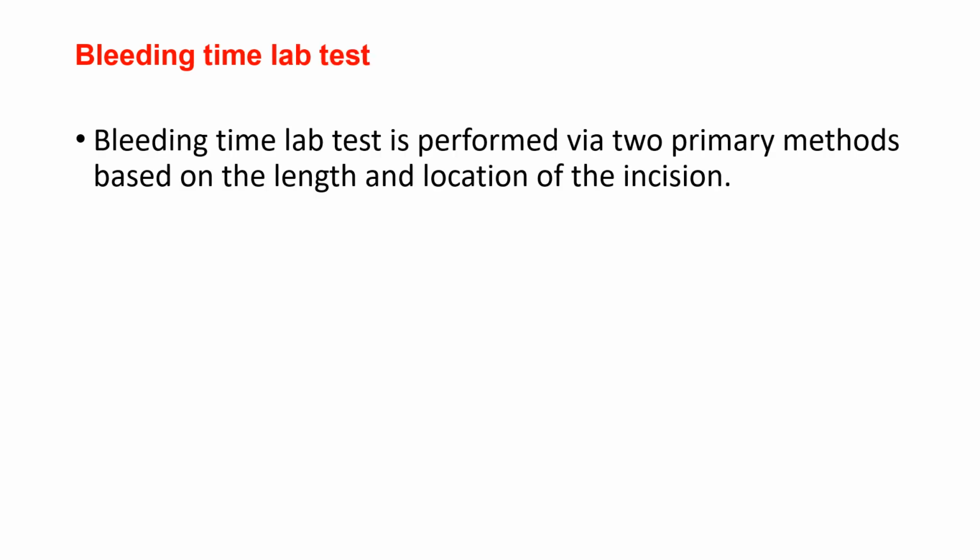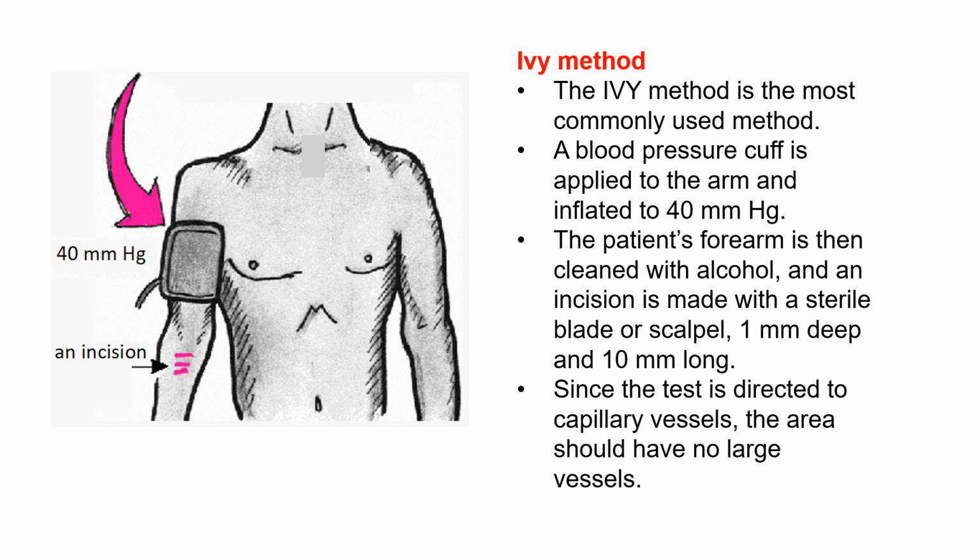Bleeding time lab test. The bleeding time lab test is performed via 2 primary methods based on the length and location of the incision. IVY method. The IVY method is the most commonly used method. A blood pressure cuff is applied to the arm and inflated to 40 mm mercury. The patient's forearm is then cleaned with alcohol, and an incision is made with a sterile blade or scalpel, 1 mm deep and 10 mm long. Since the test is directed to capillary vessels, the area should have no large vessels.